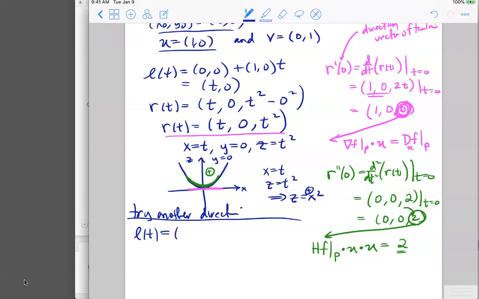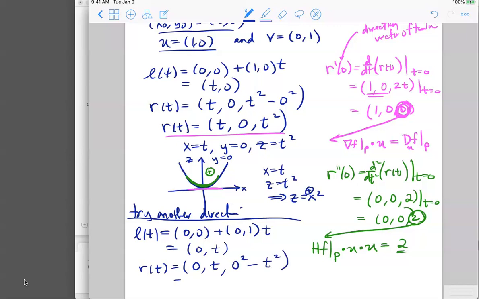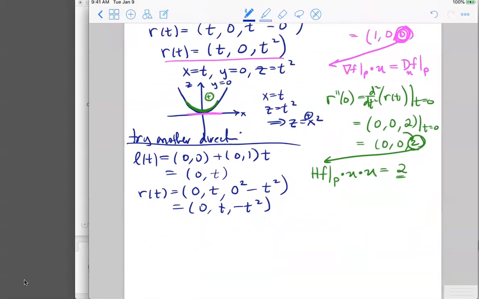Then L of t, the curve will go through the same point, but it will point in a different direction, in this case the y direction, so we'll get 0, t. Now this tells us that our curve on our surface is x is always going to be 0, y is t, and therefore our function, because it was a function x squared minus y squared, you'll get 0 for x, t for y, and we will get 0, t, negative t squared.